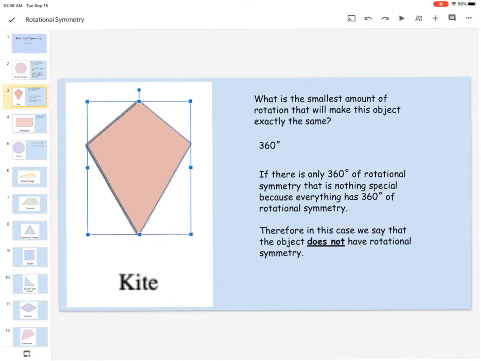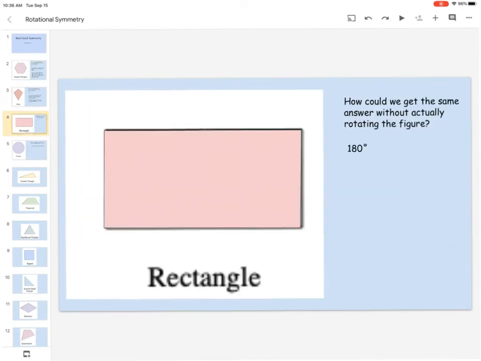Now, when it's 360 degrees, that's really nothing special. Everything has 360 degrees of rotational symmetry. So instead of saying that everything has 360 degrees, we just say that if that's the only rotational symmetry, it does not have rotational symmetry. So if you have to go 360 degrees all the way around to get it to land on top of itself, then we say it does not have rotational symmetry.